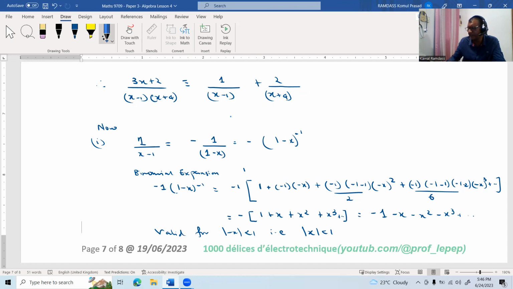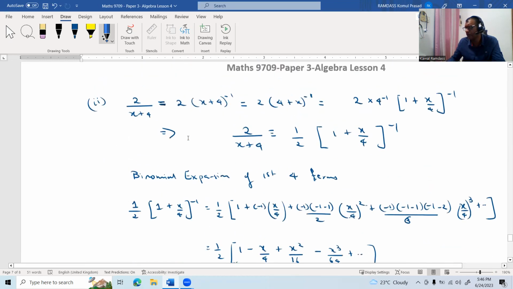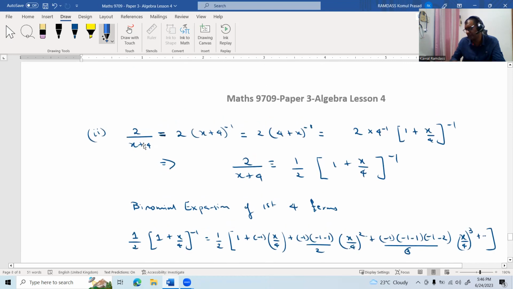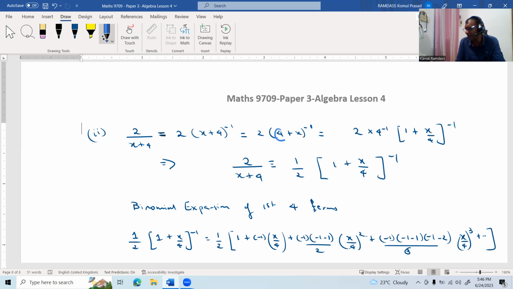Bon, il y a une expansion, this one. Moi, fait deuxième expansion. 2 over x plus 4, il n'est pas in the form qui dit ça, c'est 2 multiplied by (x plus 4) to the power minus 1 et 2 multiplied by (4 plus x) to the power minus 1 et moi tire ça 4 là en dehors, 2 times 4 to the power minus 1 multiplied by (1 plus x over 4) to the power minus 1 et de là on gagne 2 over x plus 4 is equal to half multiplied by (1 plus x divided by 4) to the power minus 1.